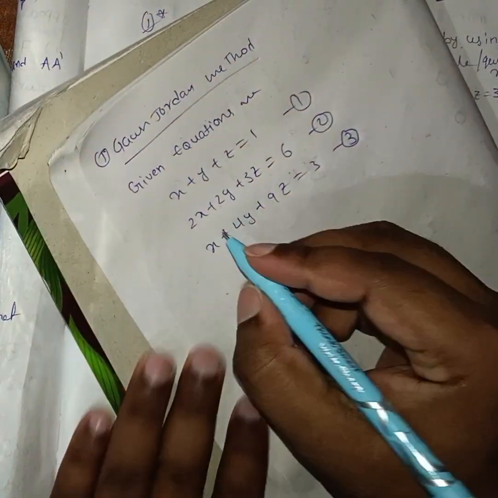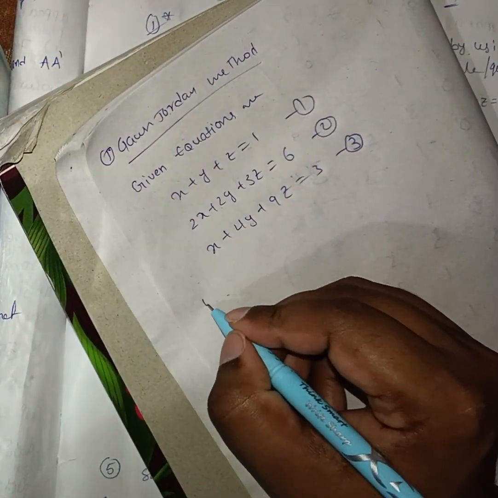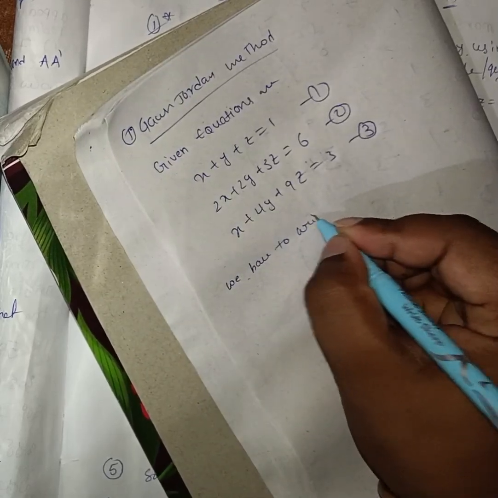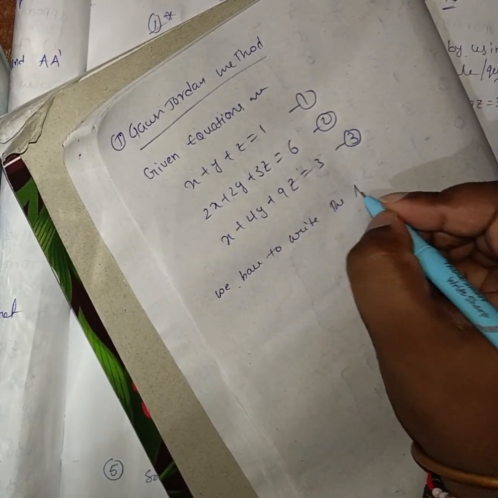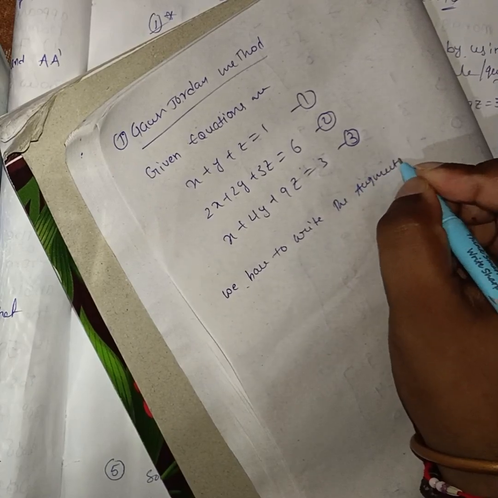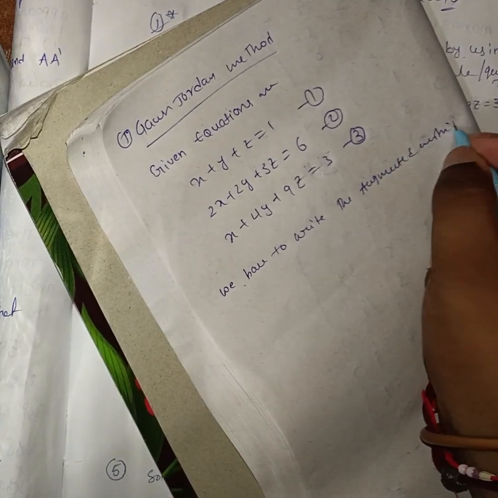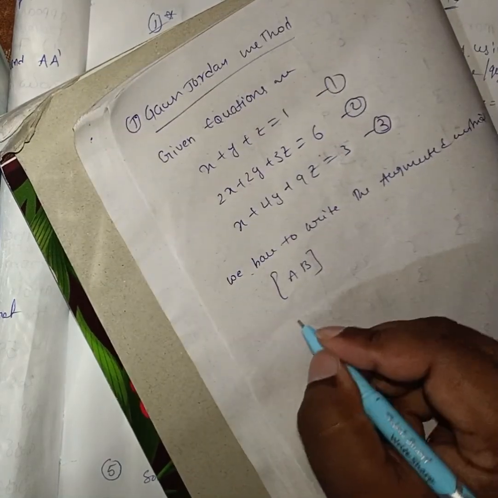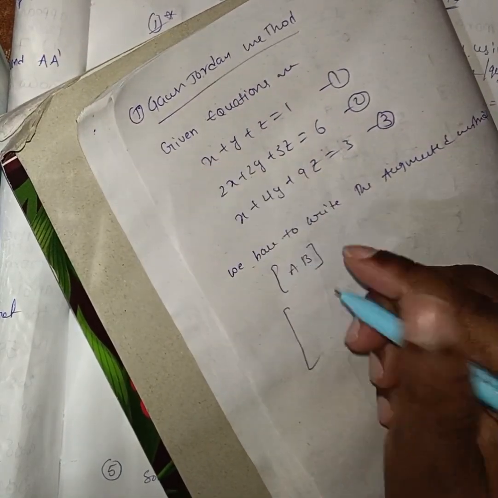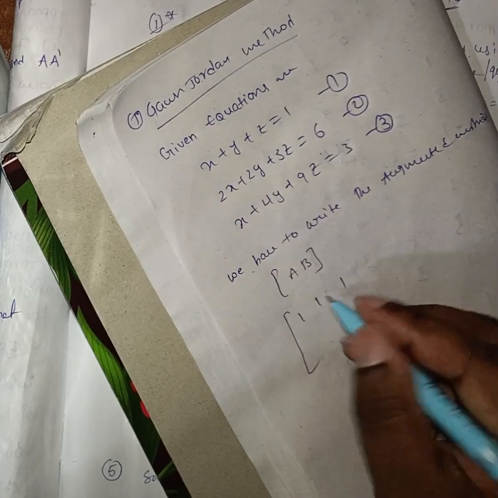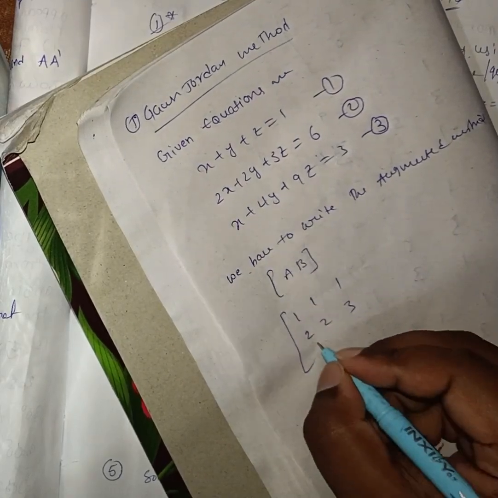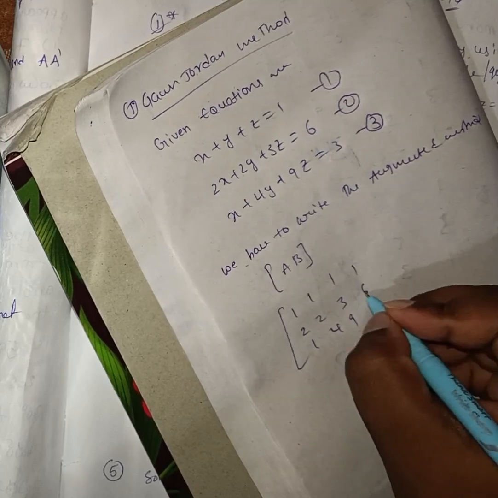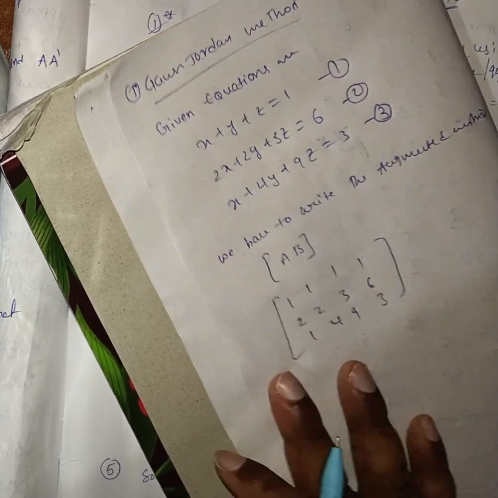Now we have to write the augmented matrix. What is the augmented matrix? AB. What is A? The coefficient matrix: 1 1 1, 2 2 3, 1 4 9. And B is 1 6 3. This is our augmented matrix AB.